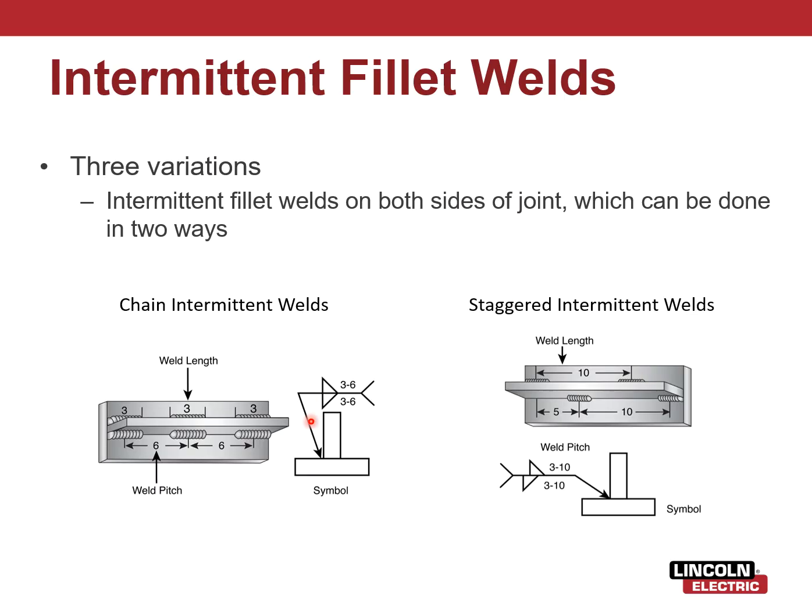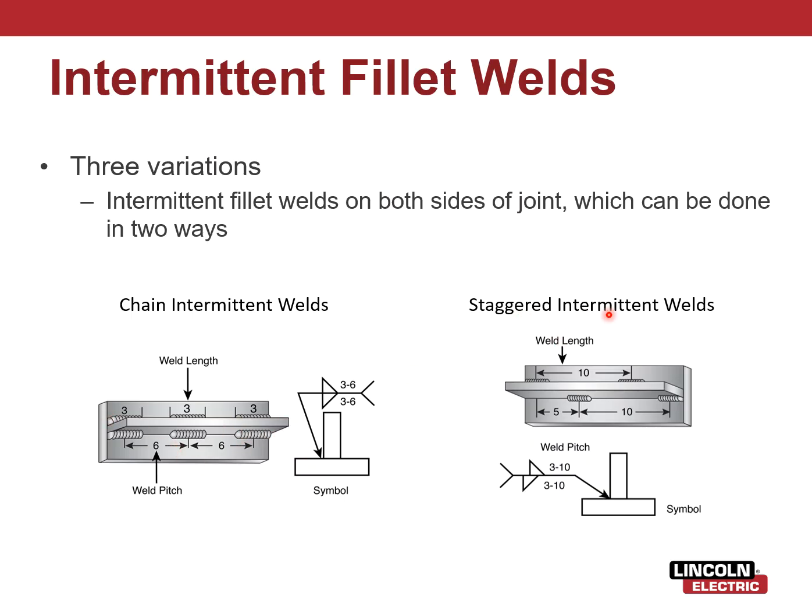So here we've got a chain intermittent weld. That would look like this. Fillet weld symbol, 3-inch welds, pitched at 6 inches. Okay, uniform. So the welds should be measured off the same edge and symmetrical on both sides of the T-joint.